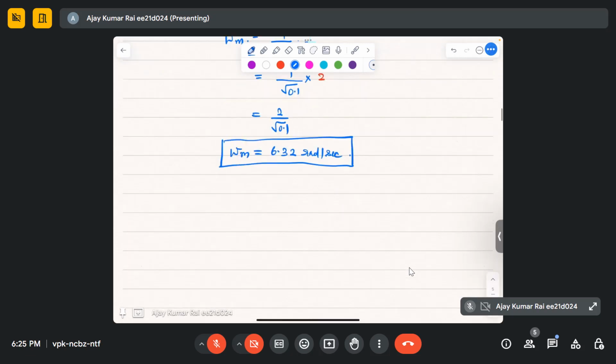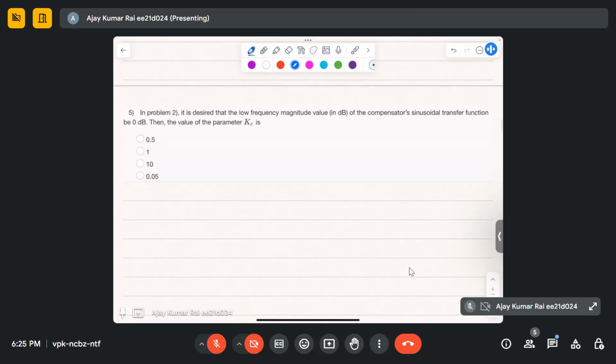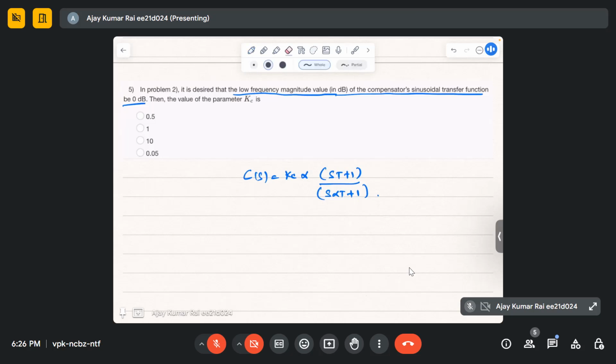Very simple question. In problem 2, it is desired that the low frequency magnitude value of the compensator sinusoidal transfer function be 0 dB, then what is the value of parameter Kc? So it is desired that the low frequency magnitude of the compensator sinusoidal transfer function be 0 dB.